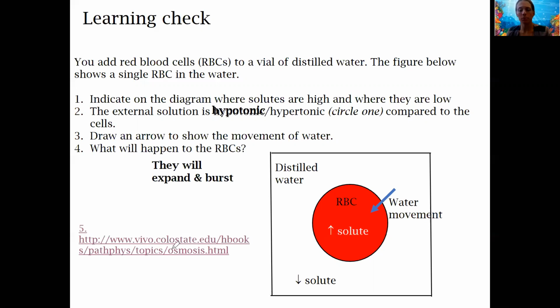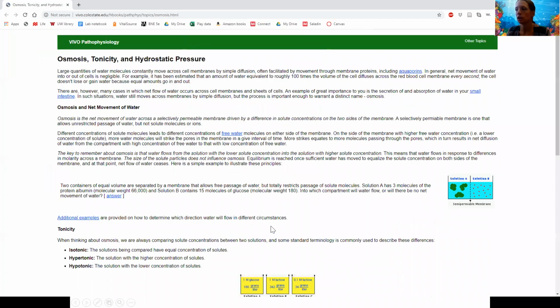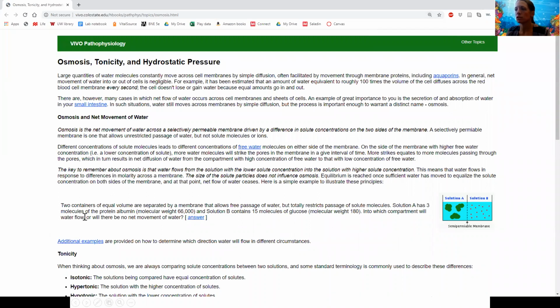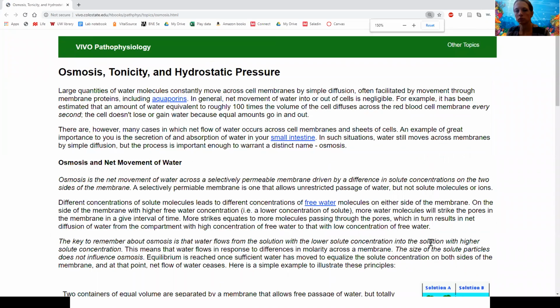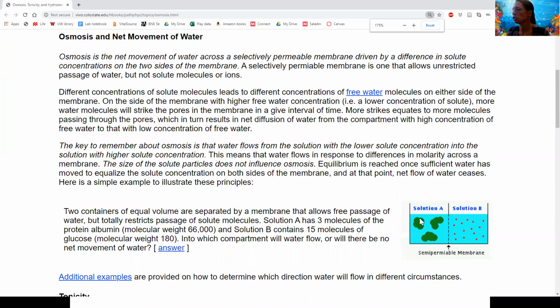I'm going to go ahead and open up this other practice website here. It's something you can read more about and practice as well, but there's one practice question on here that I want to have us do. So we are going to answer this question right here. There is a container here. It's probably a little small. Solution A, solution B, separated by a membrane that allows water to pass through, but not any solutes.